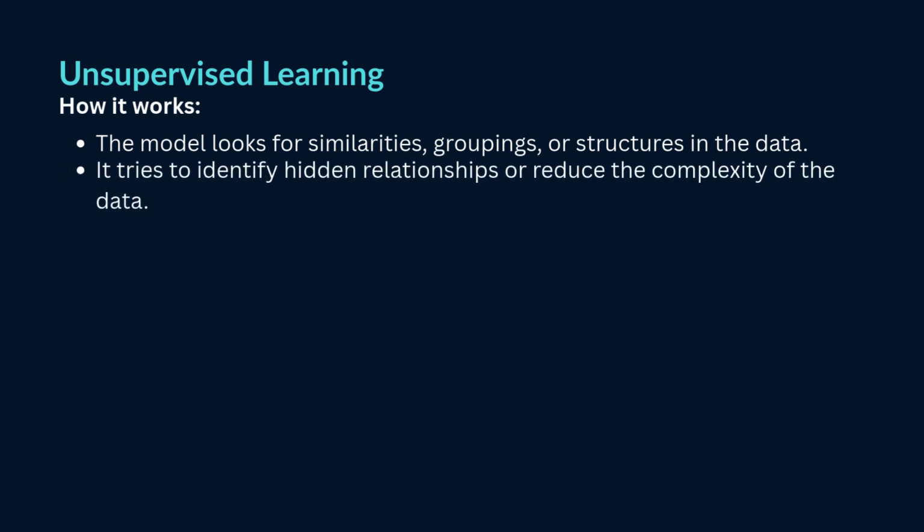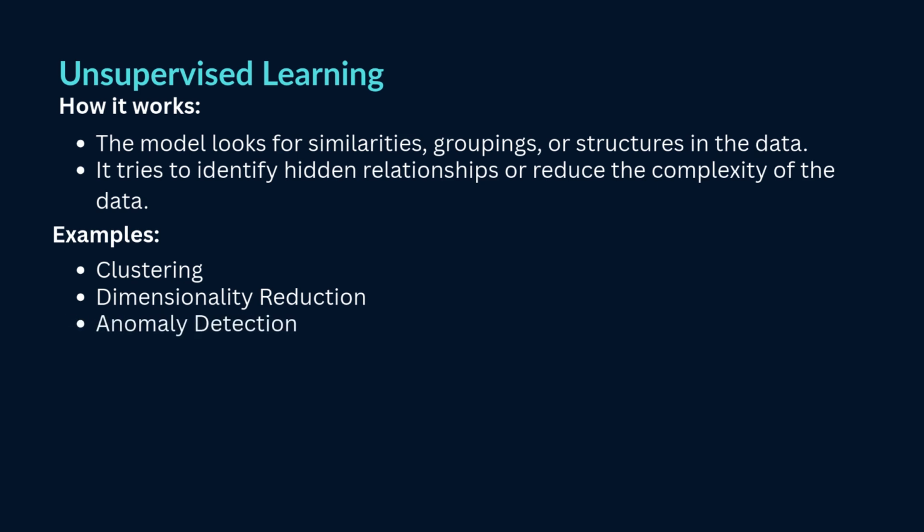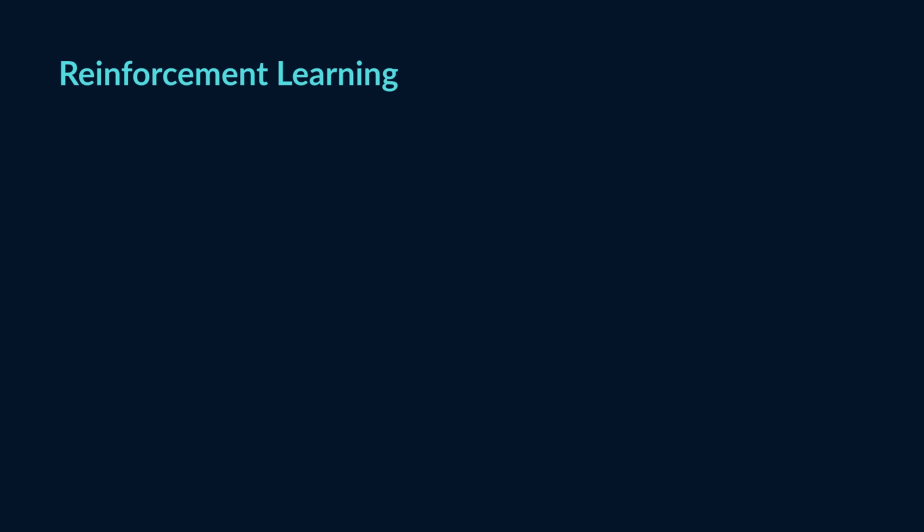It tries to identify hidden relationships or reduce the complexity of the data. Examples: clustering, grouping customers into segments based on purchasing behavior; dimensionality reduction, simplifying data by reducing the number of features while preserving important information, as in principal component analysis (PCA); anomaly detection, identifying unusual patterns that differ significantly from the majority of data, useful in fraud detection. Unsupervised learning is useful when you don't have labeled data or when you want to explore and understand the underlying structure of a dataset. Reinforcement learning.